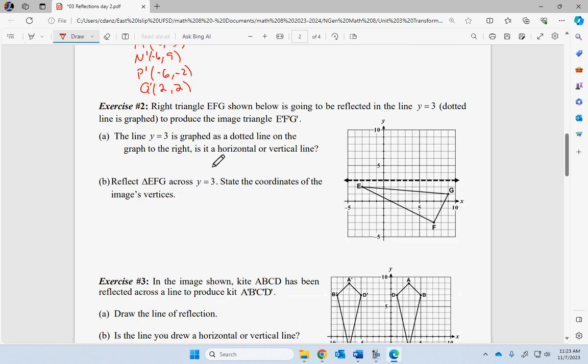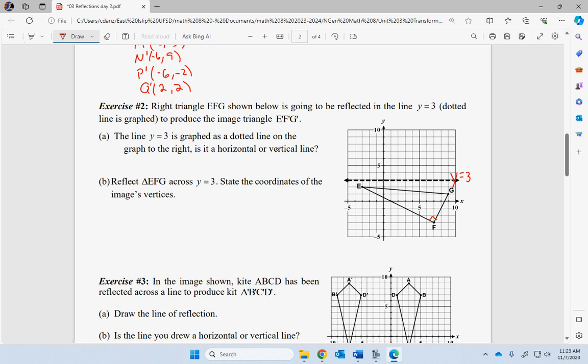Exercise 2. So right triangle EFG. So as soon as they're calling it a right triangle, the only angle that could be right would be this one. So I'm going to put a box in there. It is going to be reflected in the line y equals 3. So I already graphed it for you. I made it dotted. I'm actually going to label this y equals 3.